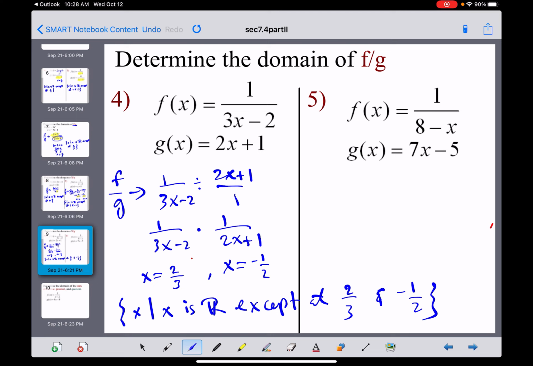Okay guys, so go ahead and complete number 5 on your own. And if you did it correctly, it would be x such that x is all real numbers except at 8 and 5 over 7.